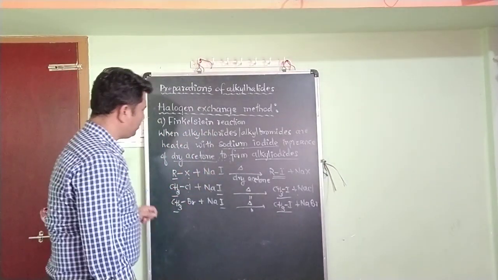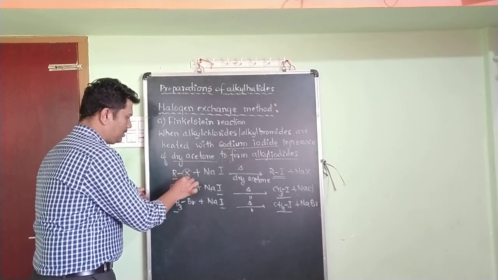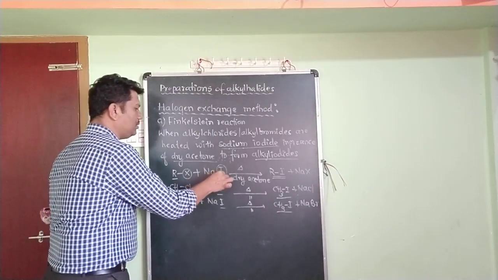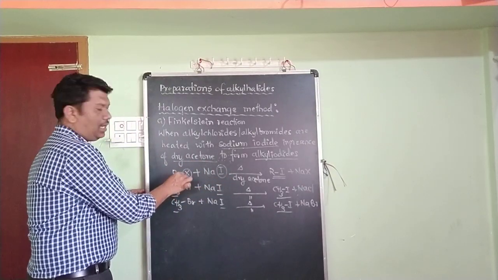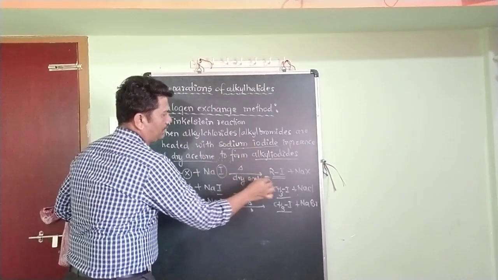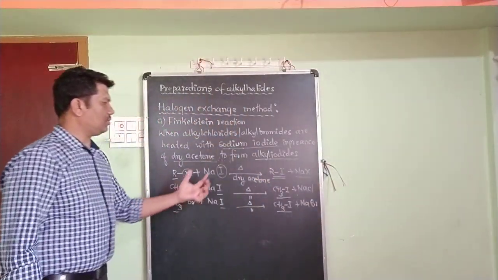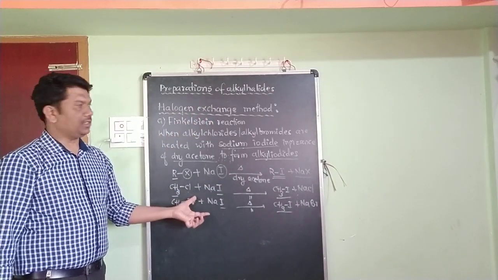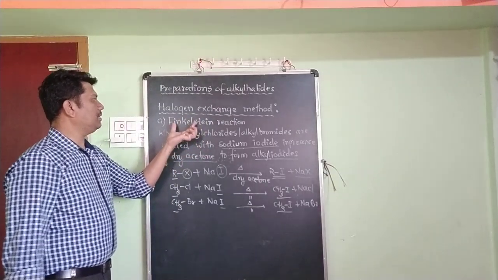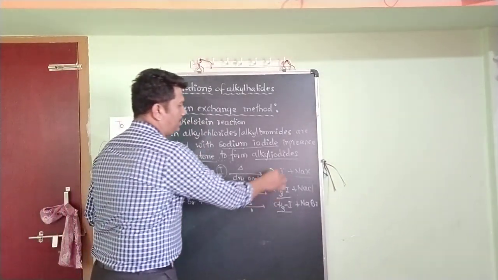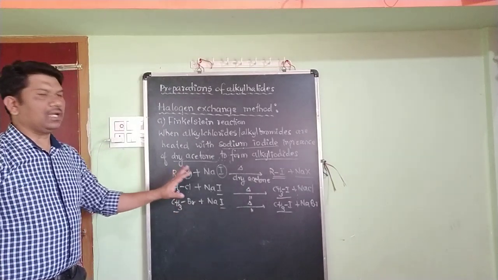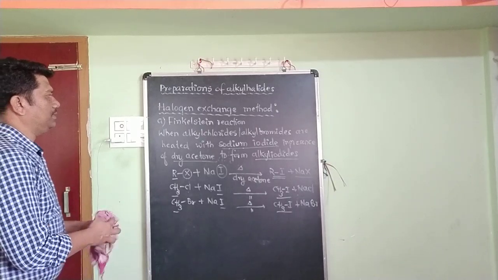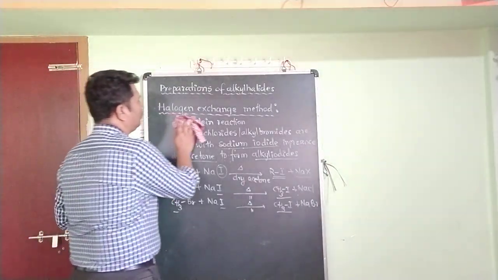Here, halogen exchange means a halogen is already there and the reagent also has a halogen. So this halogen comes in the place of X and this X comes out in the form of the sodium halide. That is why it is called a halogen exchange method. So by using the halogen exchange method, that is by the Finkelstein reaction, we can prepare alkyl halides, particularly alkyl iodides. This is the first method. We'll move to the second method. One more method is there.